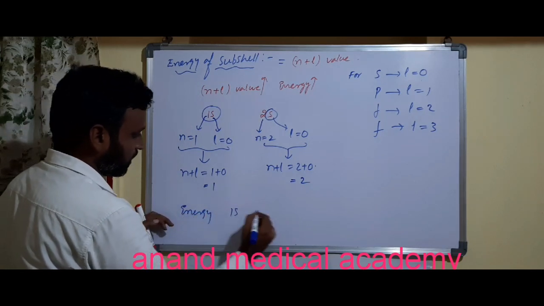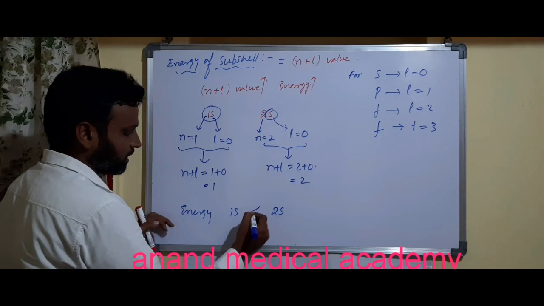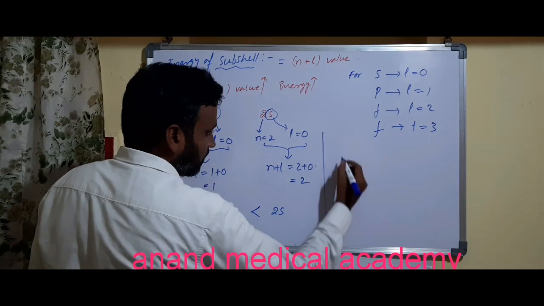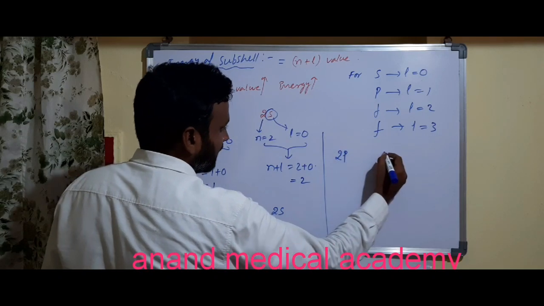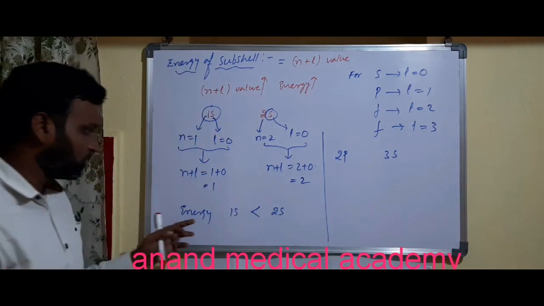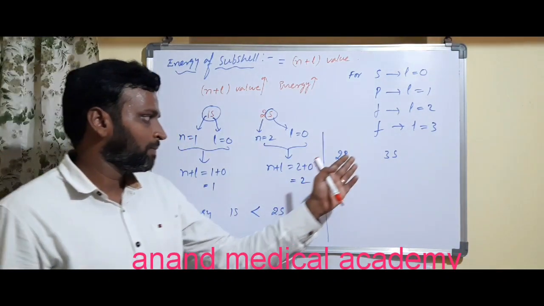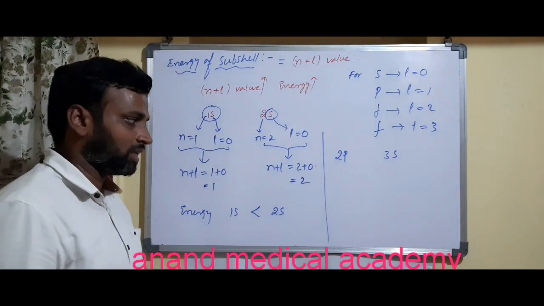Which has more energy, 1s or 2s? 2s has more energy. Now I have 2p and 3s. Which has more energy? I told you 1s is present in the first shell, 2s and 2p are present in the second shell, 3s, 3p, 3d are present in the third shell, like that.